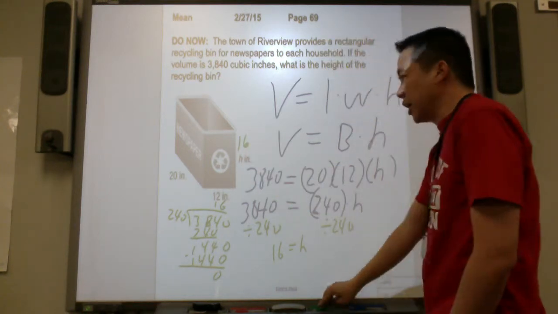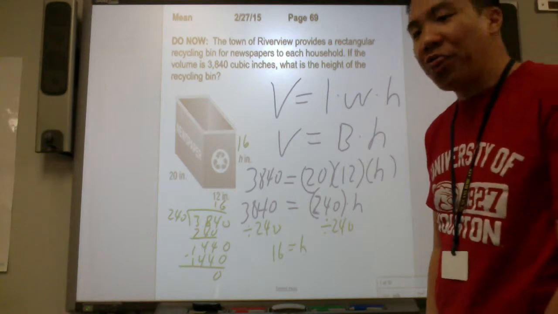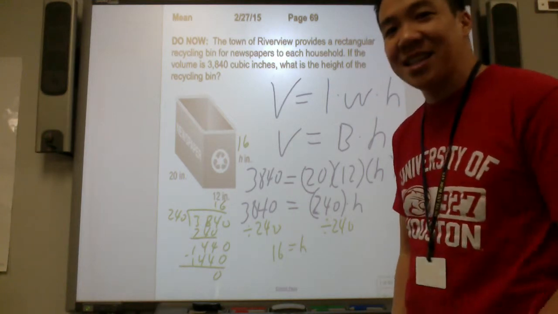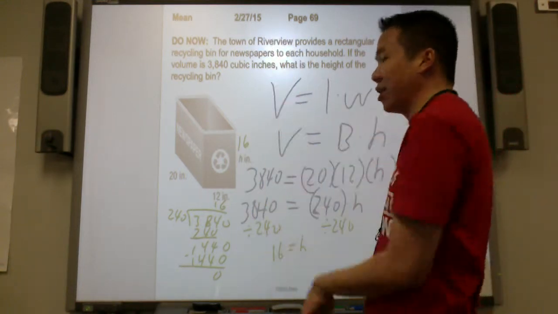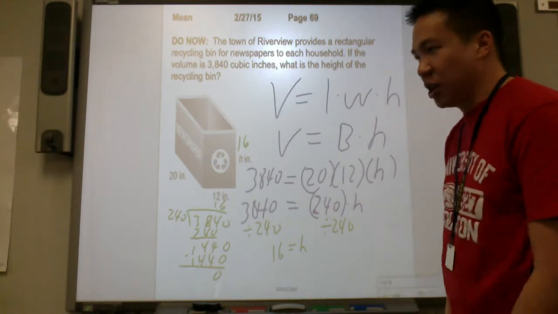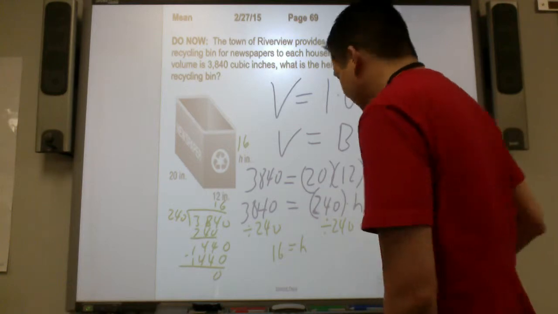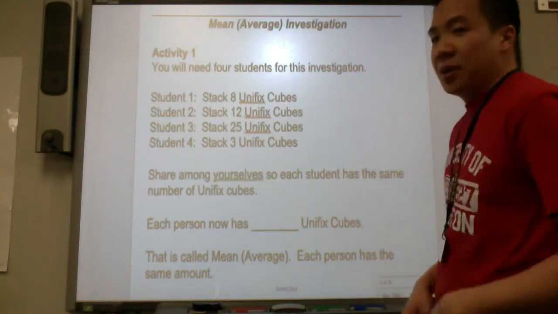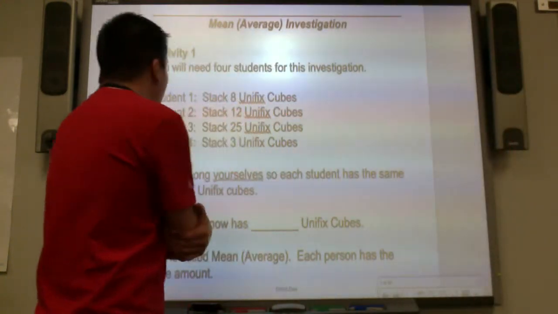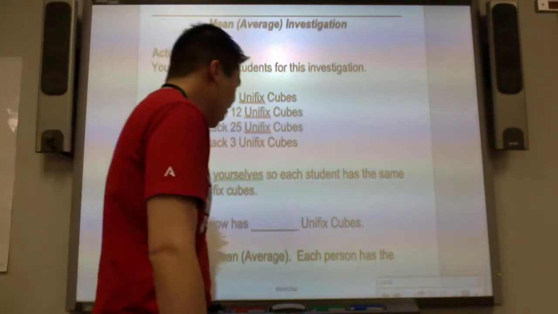To check your work, if you multiply the length, the width, and the height, 20 times 12 times 16, you will get the volume of 3,840 cubic inches. So what is the volume of a rectangular prism? Length times width times height. So, mean or average. You will need 4 students for this investigation.